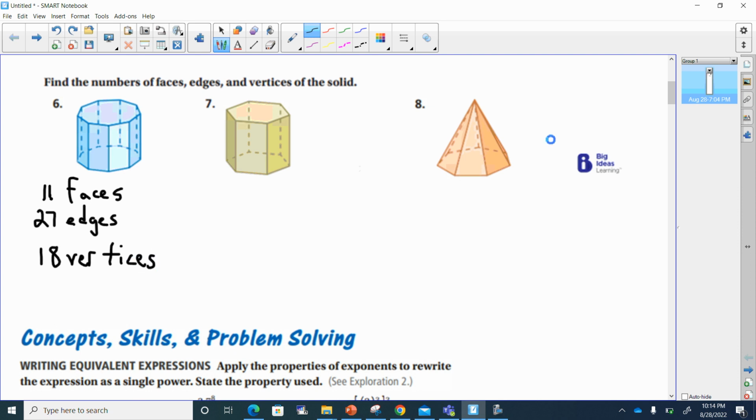All right, let's look over here. How many faces do I have? Well, I see 1, 2, 3, 4, 5, 6, 7, and then the bottom makes 8. So I would say there's 8 faces. When it comes to edges, we're going to have those 8 edges on top, right? And then we're going to have 8 on the bottom. So I think we're going to have 16 edges.